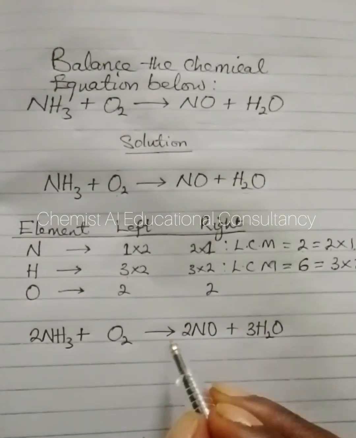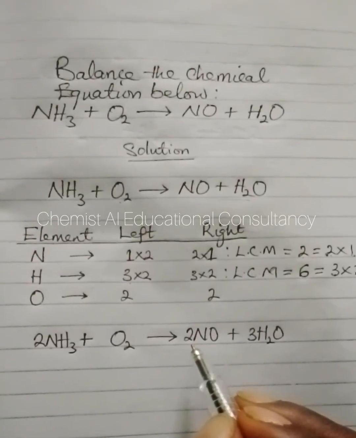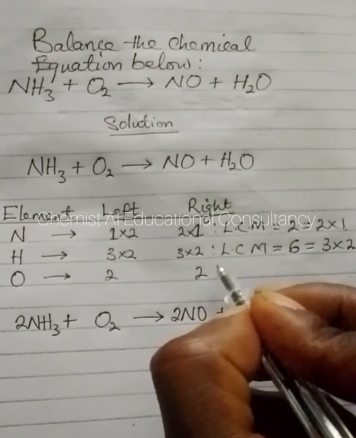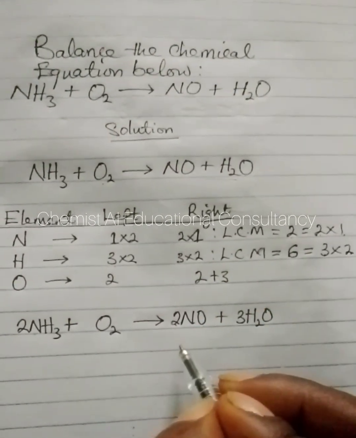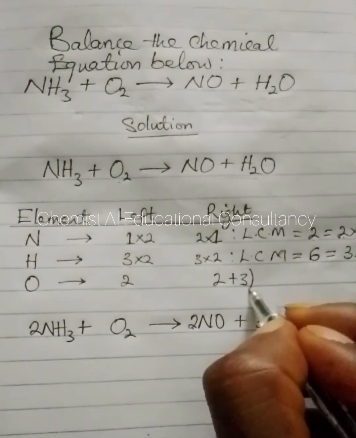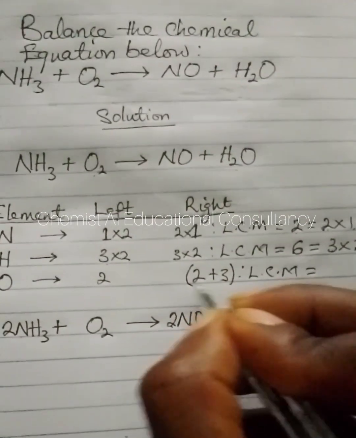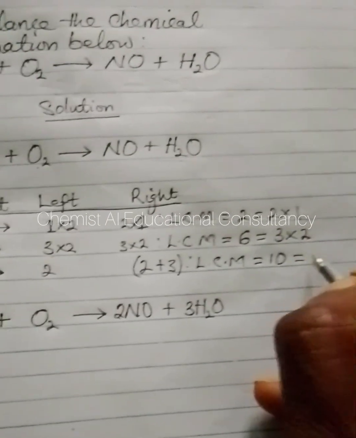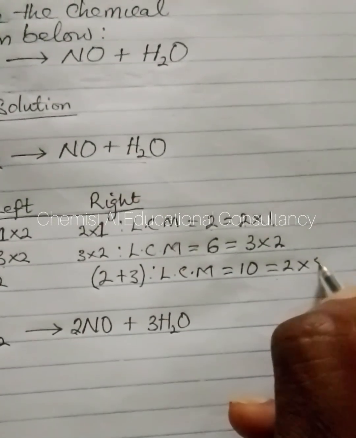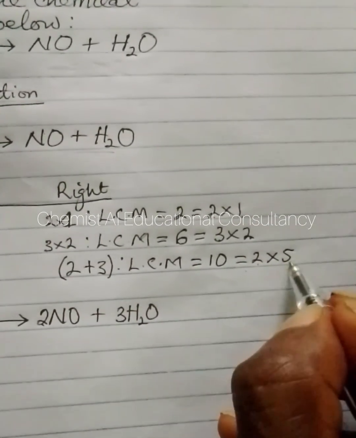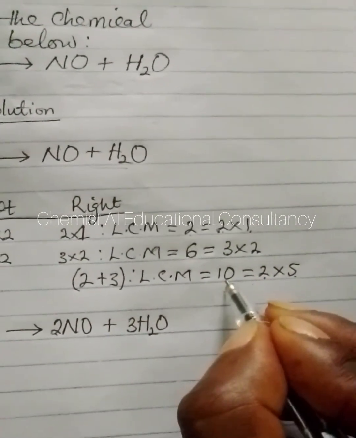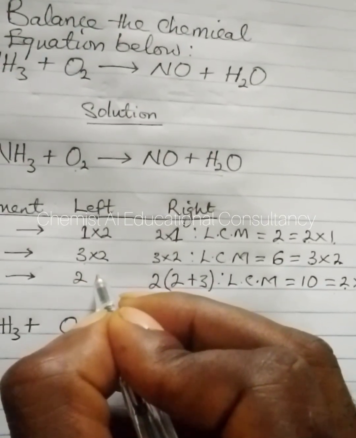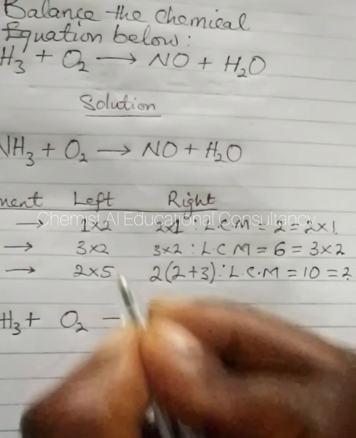Now nitrogen is balanced, but in the process of balancing nitrogen, oxygen became unbalanced. 2 at the left, 2 plus 3 at the right, which is 5. We now have 2 oxygen at the left and 5 oxygen at the right. LCM of these 2 and 5 is 10. And 10 means 2 times 5 or 5 times 2. So 2 times 5 is 10, 5 times 2 is 10. Therefore, this 5 is going to be multiplied by 2 at the right, and this 2 is going to be multiplied by 5 at the left to get the LCM.